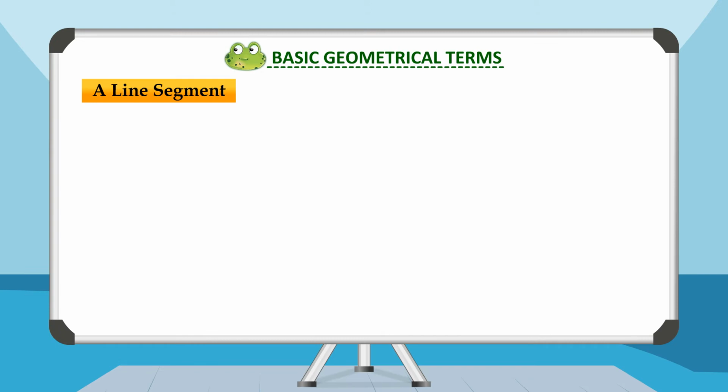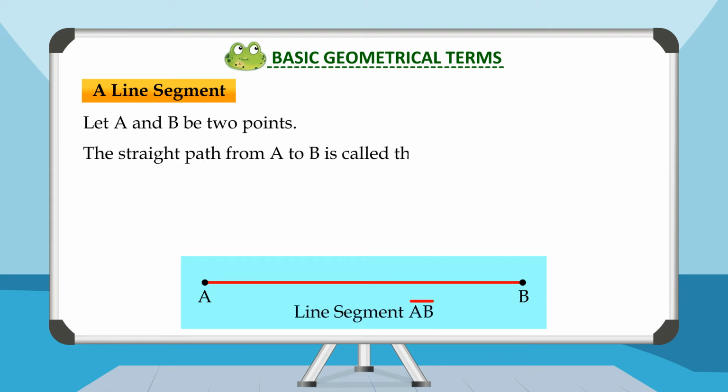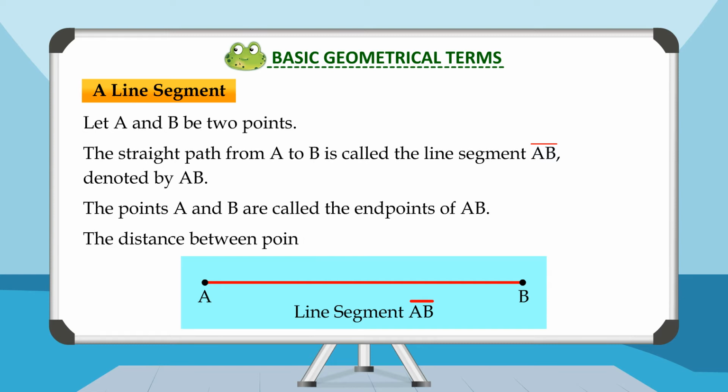A line segment. Let A and B be 2 points. The straight path from A to B is called the line segment AB, denoted by AB. The points A and B are called the end points of AB. The distance between point A and B is called the length of AB.